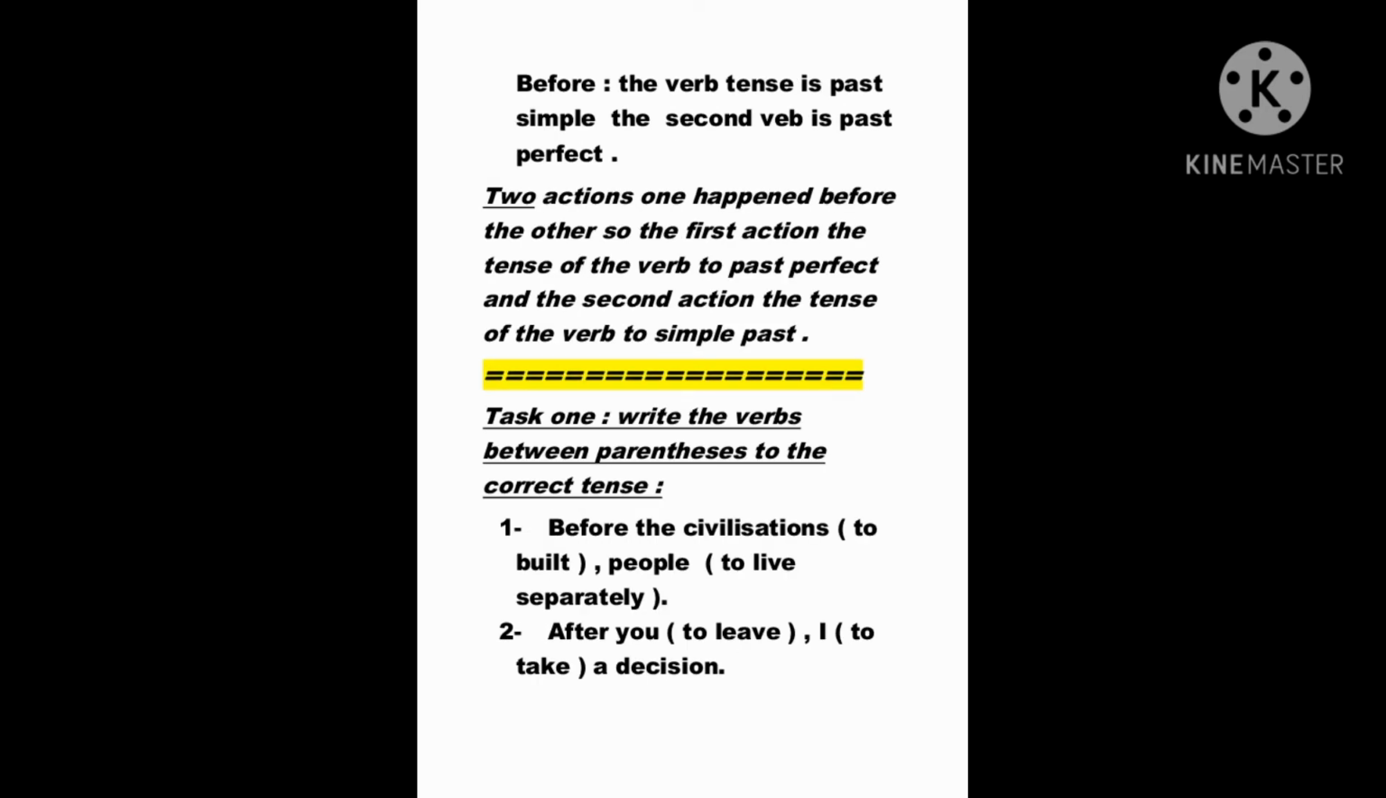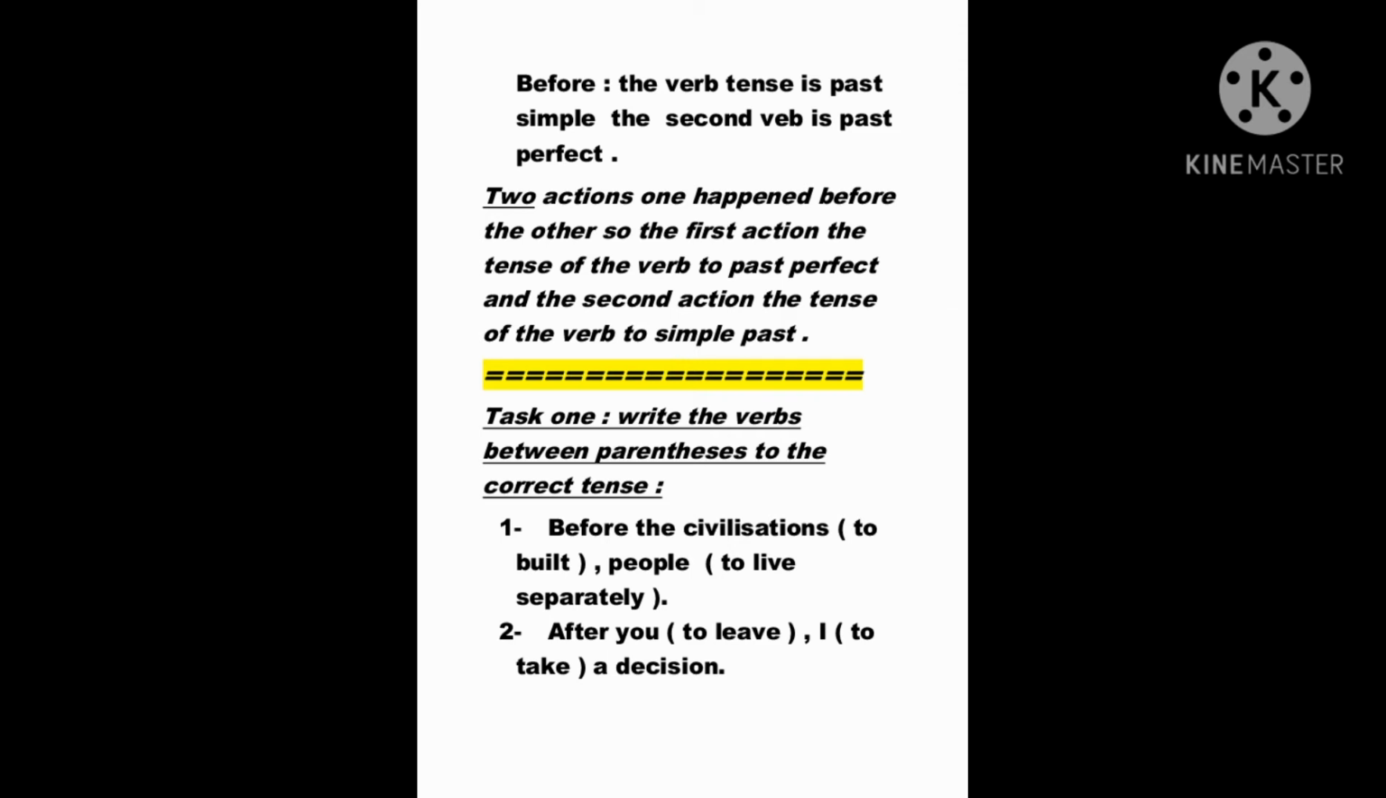Before, the verb tense is past simple because it's the second verb. So before plus verb in simple past, then verb in past perfect. Two actions, one happened before the other. So the first action, the tense of the verb is past perfect, and the second action, the tense of the verb is simple past. We try to do some practice and we check if we understood the lesson.